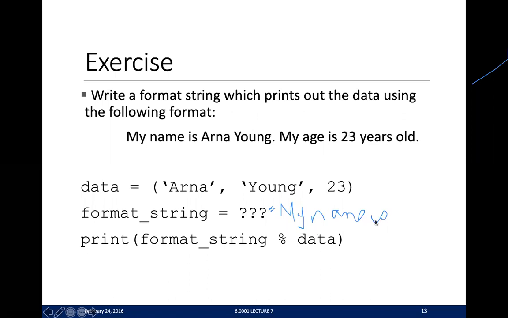So how do I do this? So my name is, okay, percentage S, percentage S. So here's the first name and the last name, and then full stop, and then my age is percentage D, exactly, because I'm expecting an integer. Oh, exactly. Yes, thank you, Joseph. So Joseph wrote it exactly.